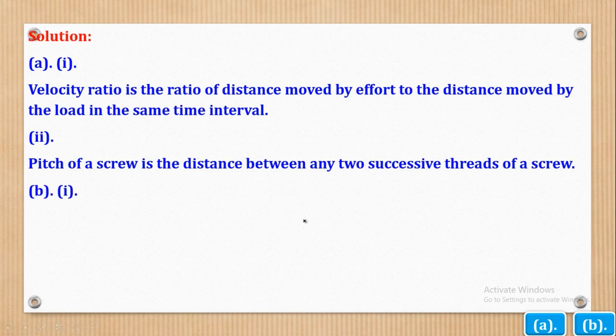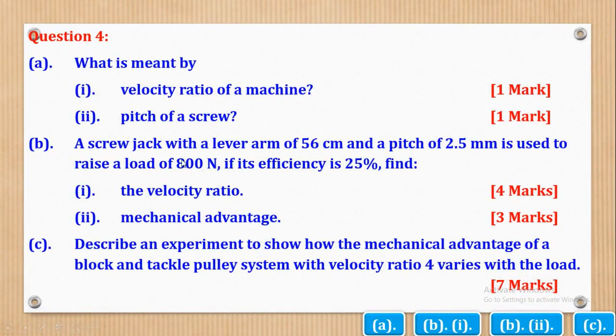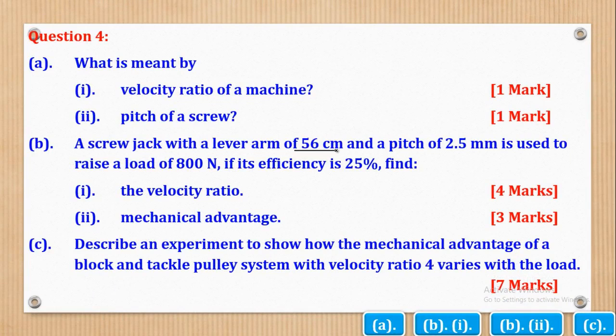Now I shall go to part B. So part B says, a screw jack with a lever arm of 56 centimeters and a pitch of 2.5 millimeters. Note this one, this is millimeters and this is centimeters. Is used to raise a load of 800 newtons. If the efficiency is 25%, find Roman 1 the velocity ratio and Roman 2 mechanical advantage.